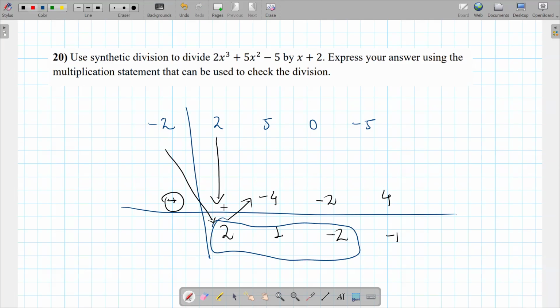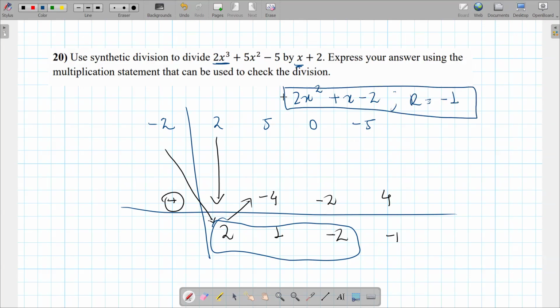So the final answer is going to be your quotient. It's always going to be 1 power less because you're dividing a cube by a linear function. So your quotient is 2x squared plus 1x minus 2, and your remainder is -1. Does that mean it's a factor? It's not a factor.